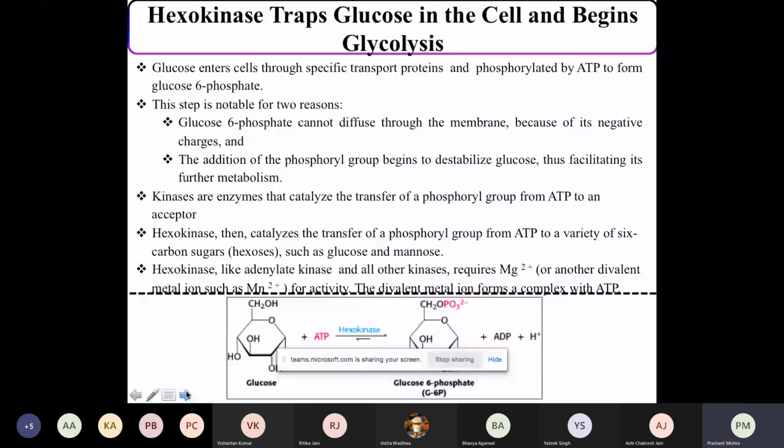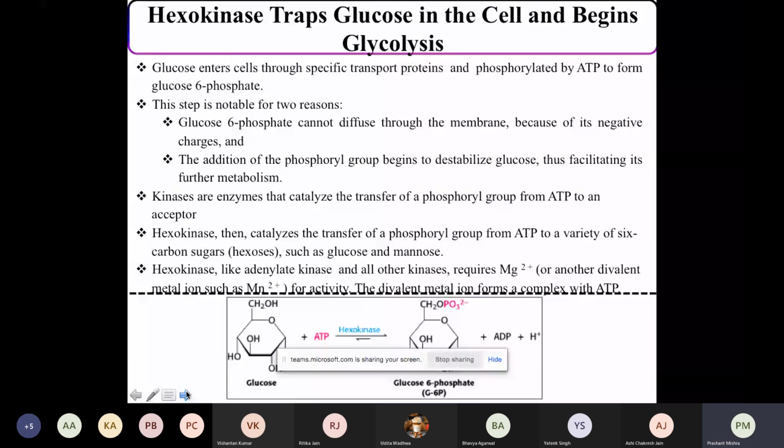And how does glucose enter? It enters through a protein, because glucose is a hydrophilic molecule. It cannot enter inside the cell directly. So you will have glucose transport proteins. That means you have a transporter, and as soon as glucose enters inside the cell, it is phosphorylated by ATP to form glucose 6 phosphate.